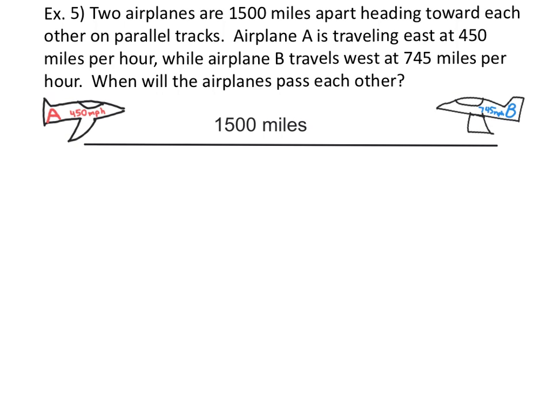Plane A is traveling at 450. That's what it says here. So I put 450 miles per hour on plane A. I did it in red. Plane B is traveling at 745. It's going even faster. The question is, when will the airplanes pass each other?